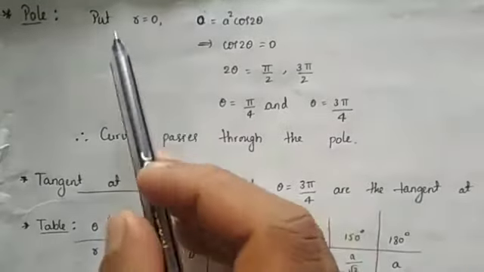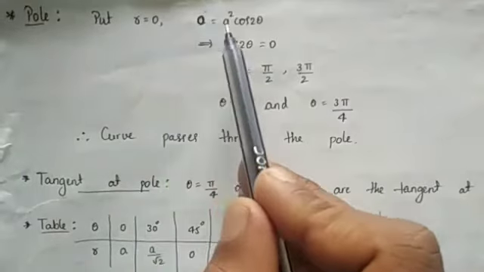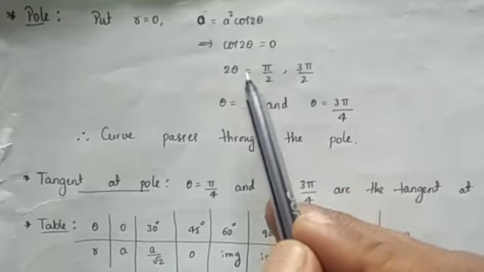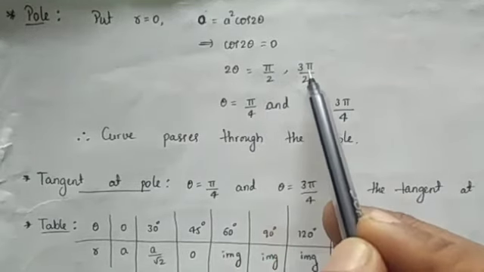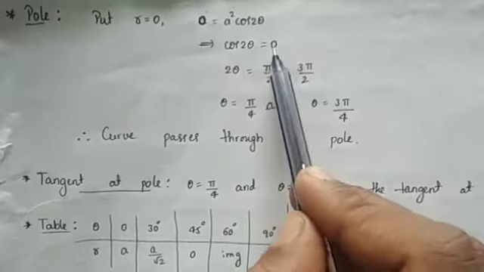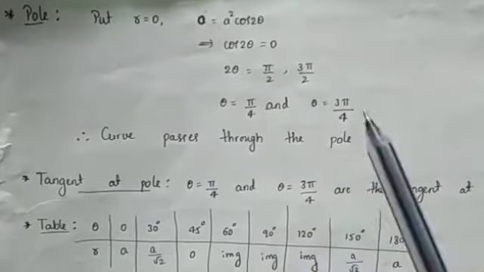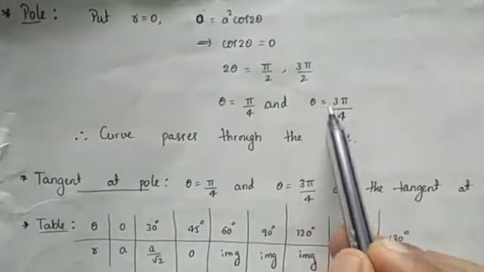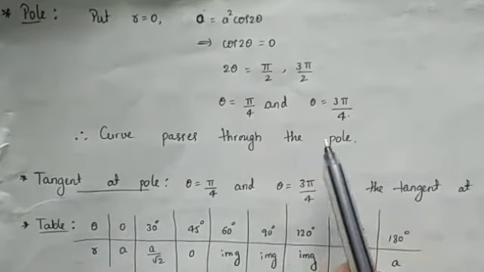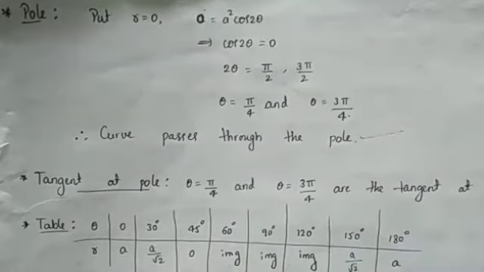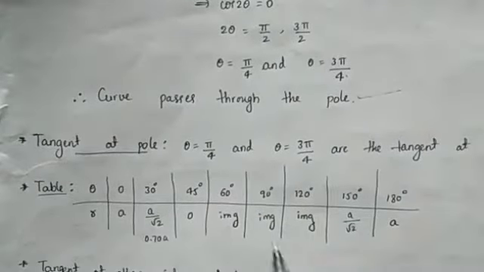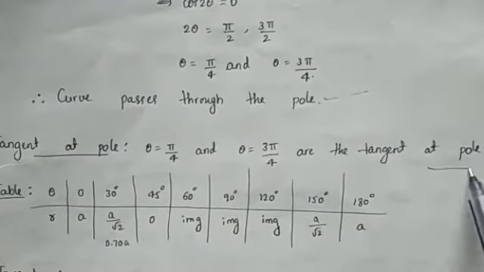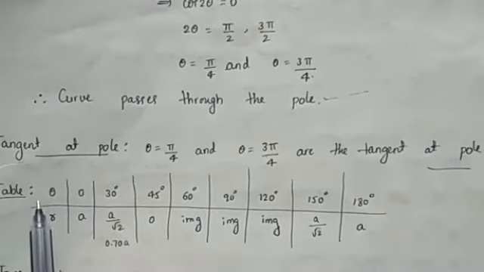The next point is the pole. Put r equal to 0. We get 0 is equal to a square cos 2 theta, which is nothing but cos 2 theta equal to 0. We get 2 theta equal to pi by 2 and 3 pi by 2, since cos 90 degrees is 0 and cos 270 degrees is 0. So we get the theta values pi by 4 and 3 pi by 4. Therefore, the curve passes through the pole because theta exists. The next one is tangents at the pole. Theta equal to pi by 4 and theta equal to 3 pi by 4 are the tangents at the pole.